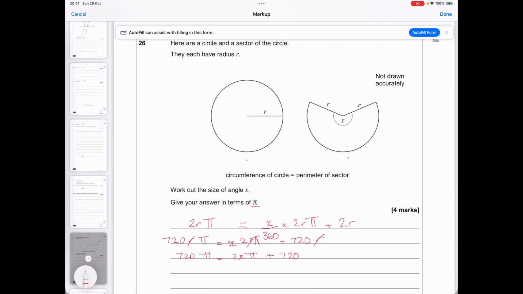And now we've just got to do 720 pi minus 720 equals 2x pi. So in order to get this right, you just go 720 pi minus 720 divided by 2 pi equals x. And that is your answer.